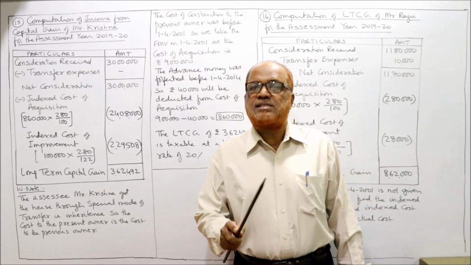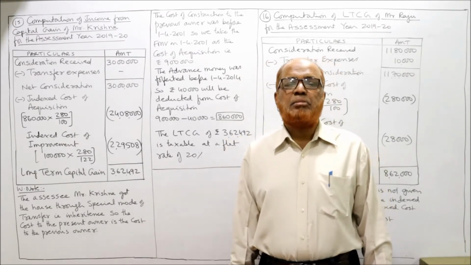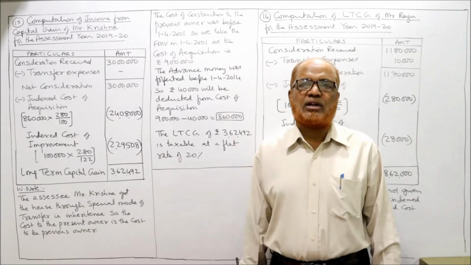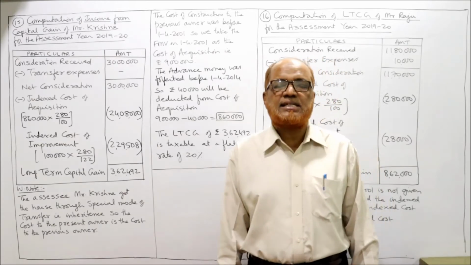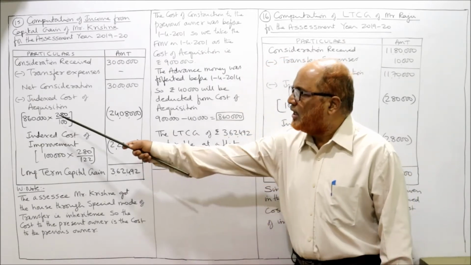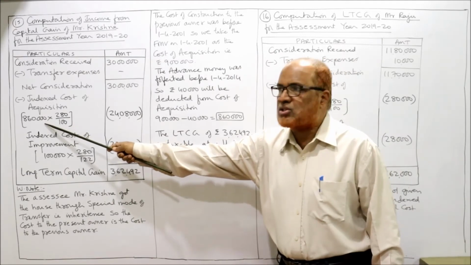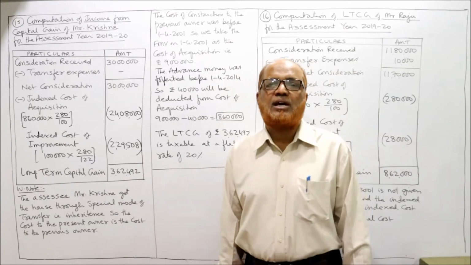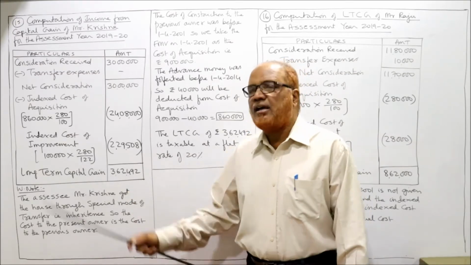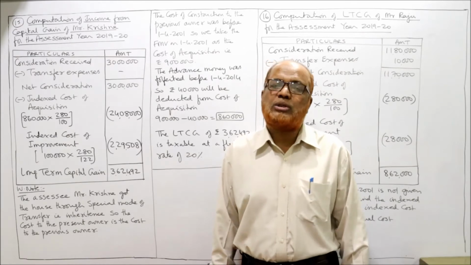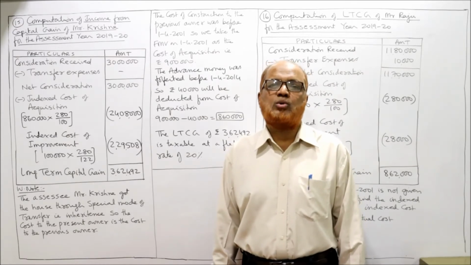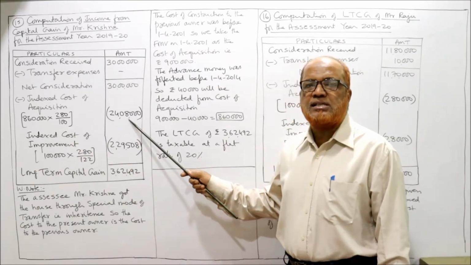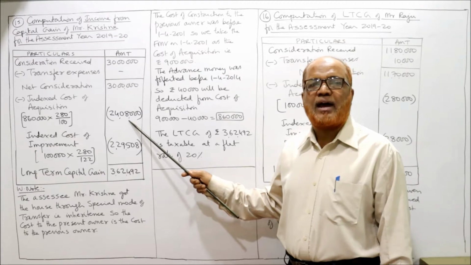From 9 lakh rupees, subtract the advance money forfeited, 40,000. So 9 lakh minus 40,000, 8,60,000 is the cost of acquisition. 8,60,000 into 280 by 100. 280 is the index of the current previous year 2018-19, and 100 is the index for the year 2001-2002, that is on 1/4/2001. So 24 lakh 8,000 is the indexed cost of acquisition.